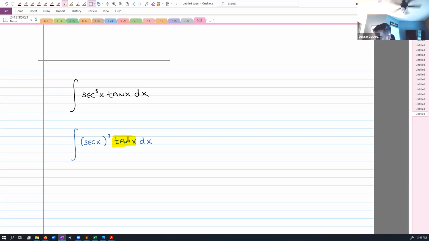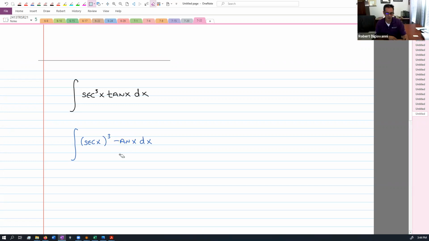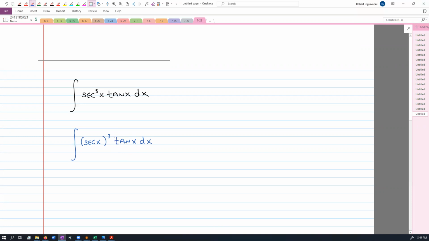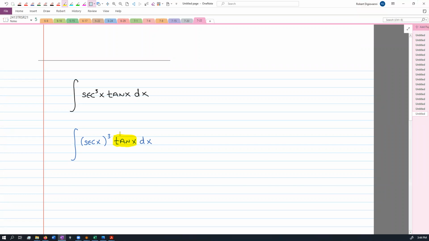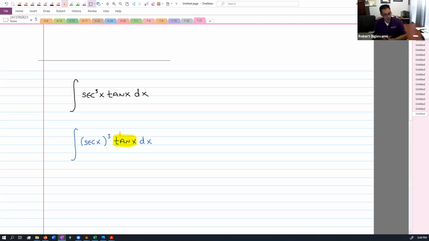How about Samuel? Well, let me ask you, Samuel, did you approach this? Had you gotten anywhere? I did kind of the same. Okay. But I didn't get past this part. Okay, so let me ask you, tangent. If that's your something, what's its derivative? Secant squared, right? Yep, secant squared x. Okay. Do you see secant squared x?